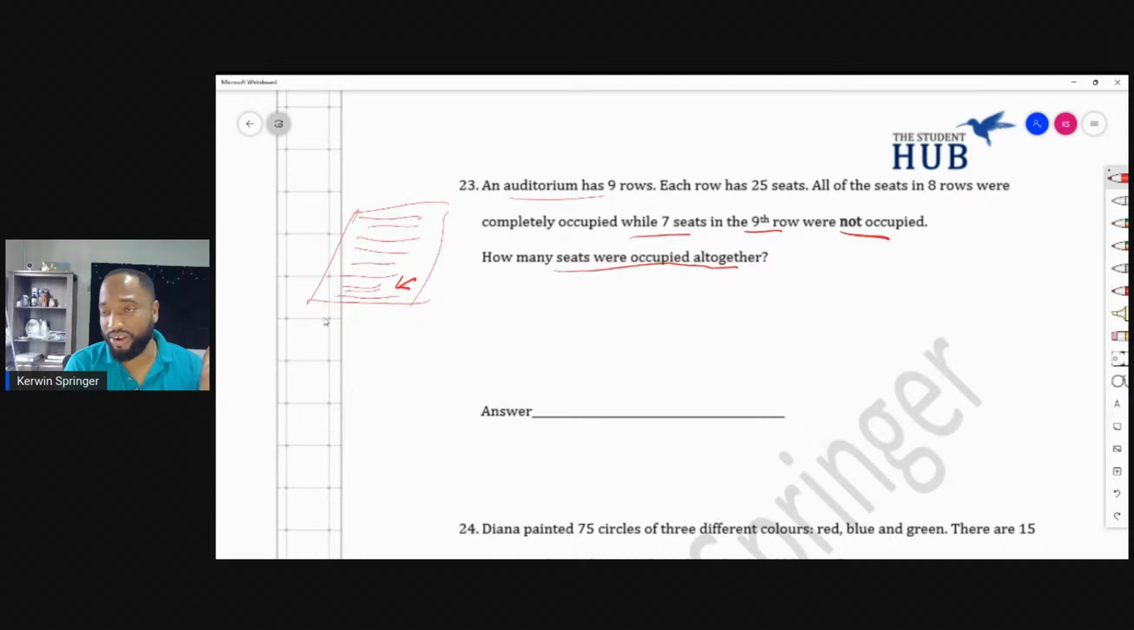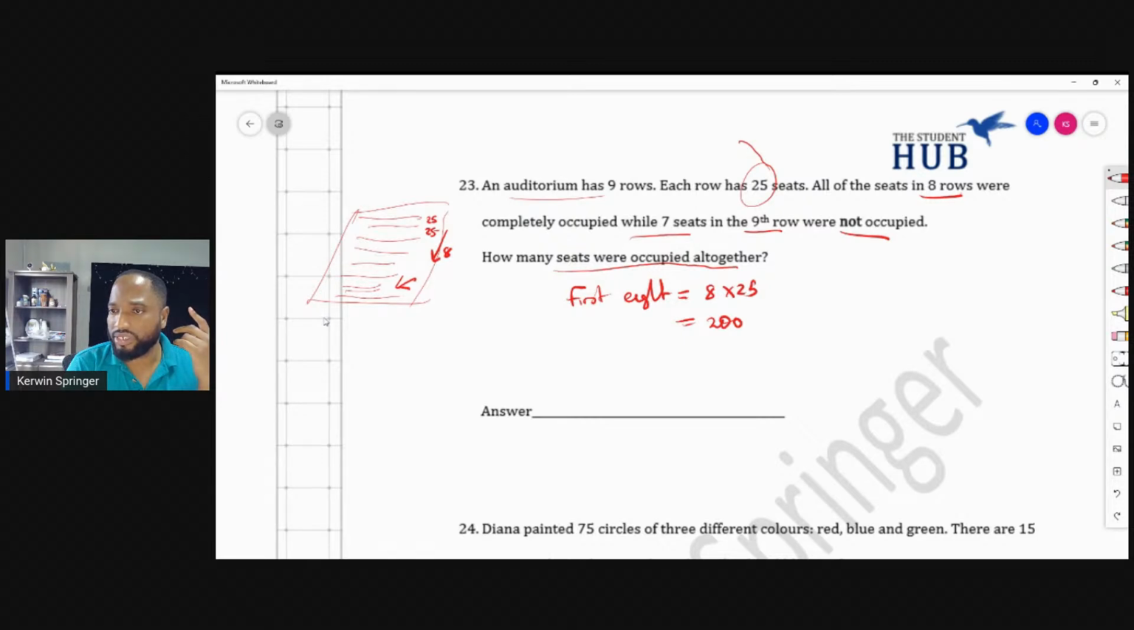This question is running me all over the place just to ask something easy. All the seats in 8 rows were completely occupied. Each row has 25 seats, and all the seats in 8 of these rows were occupied. So first, an easier way to do this would be 8 times 25, and 8 times 25 in my mind is quickly 200, because 4 times 25 is 100, so 8 times 25 is 200.